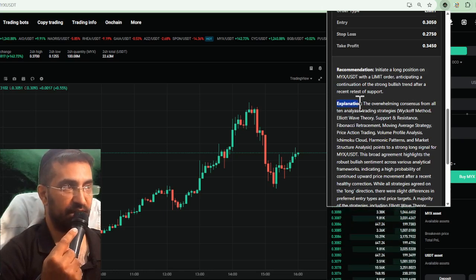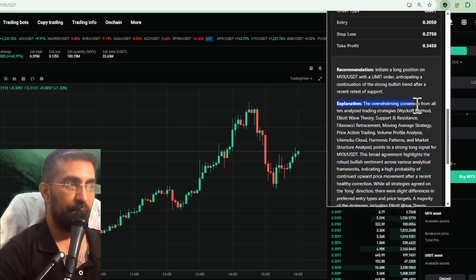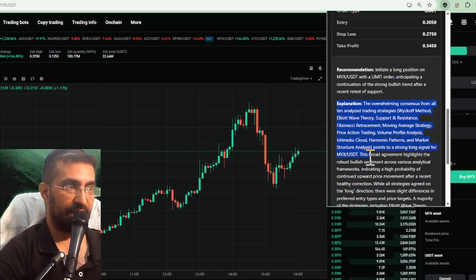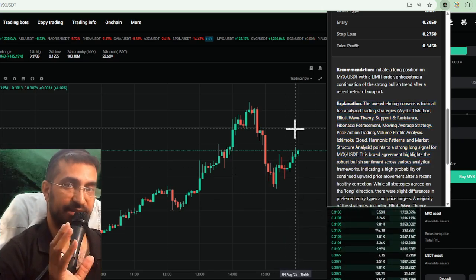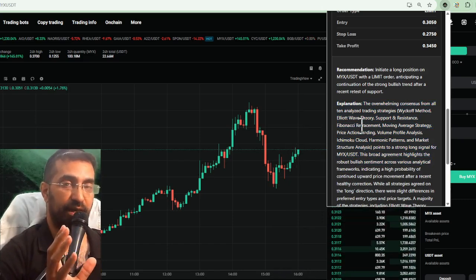So if you look over here at the explanation, the overwhelming consensus from all 10 analyzed strategies, Wyckoff, Elliott wave, support and resistance, Fibonacci, and all of the other ones, volume profile analysis, points to a strong long signal for MYX USD. This broad agreement highlights the robust bullish sentiment across various analytical frameworks. So what we're seeing here is that this AI is saying that you should definitely place a long order.